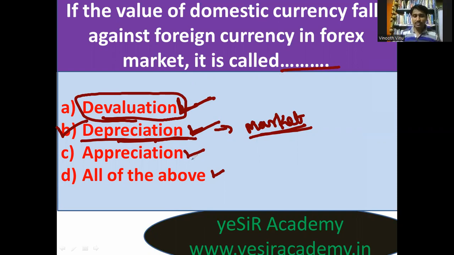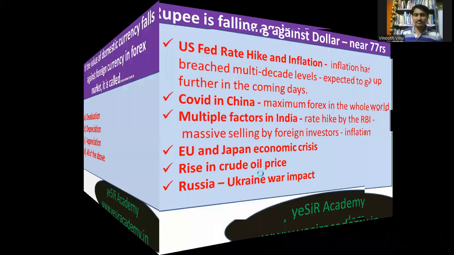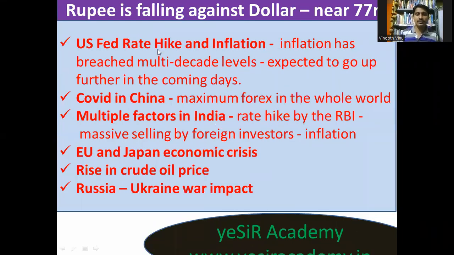On the basis of market forces, if the value of domestic currency increases against foreign currency in the foreign exchange market, then it's called appreciation. So, for our question, the answer is depreciation. If the value of domestic currency falls against foreign currency in the forex market, it is called depreciation. So recently, the Indian rupee has been falling against the dollar, near 77, and it crossed 77 rupees.